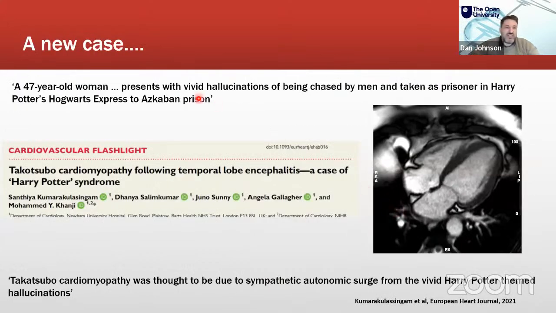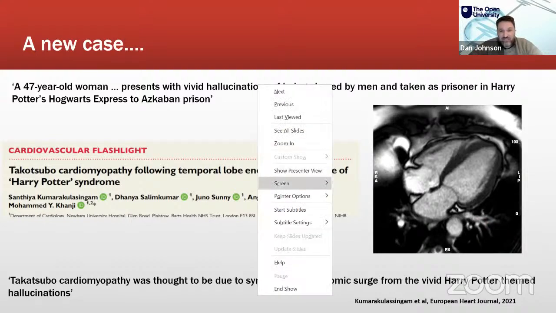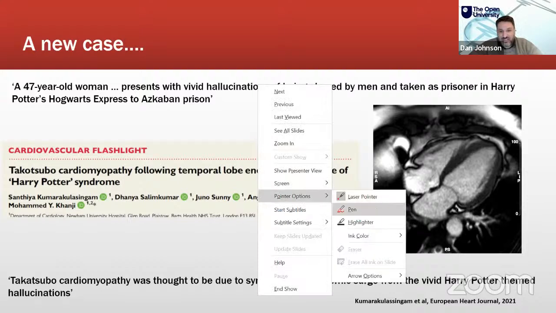But what it basically was showing was this 47-year-old appeared in the clinic, and she'd had vivid hallucinations of being chased by men and taken as a prisoner, as she'd just been reading one of the Harry Potter books, and I guess it was Escape from Azkaban. And what they showed in this patient was that they ended up with Takotsubo cardiomyopathy.